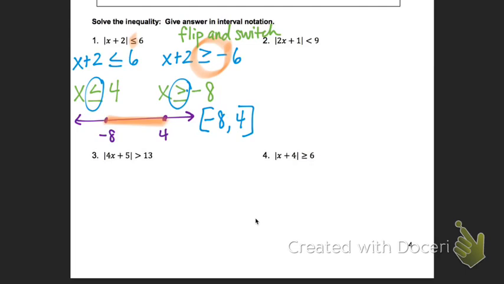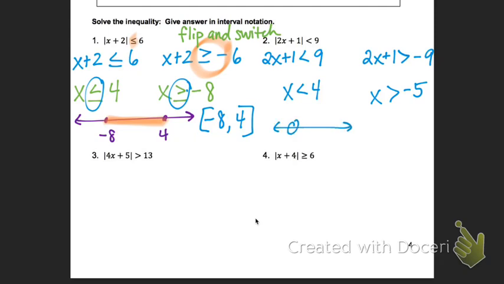Okay, let's look at number 2. What will my 2 equations be? I've got 2x plus 1 is less than 9. And what would my next equation be? 2x plus 1 is greater than negative 9. Good, greater than negative 9. Okay, I want you to solve these, put them on a number line, and then put them in interval notation. You get x is less than what? And x is greater than negative 5. So on my number line, I've got open circle negative 5, open circle 4, shade in between.